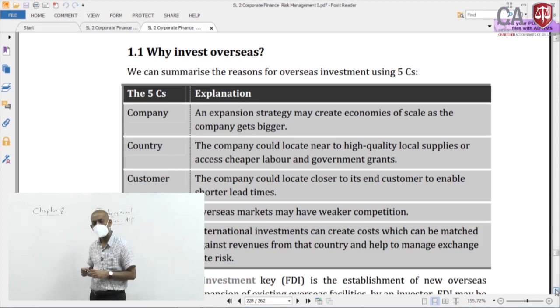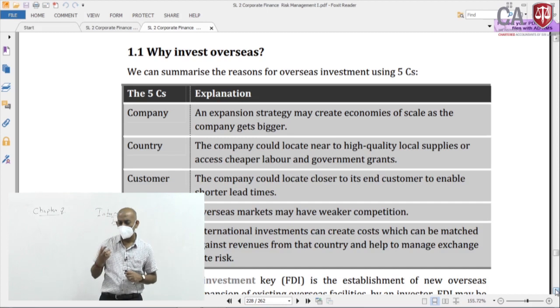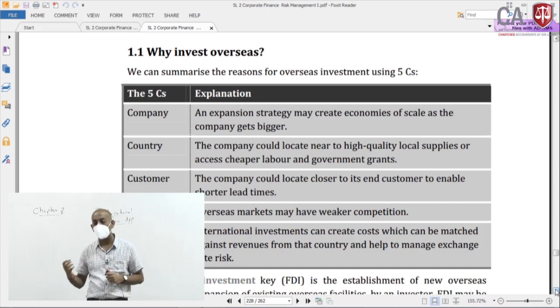And there is another reason, the currency. Currency is another reason, where the investments can be matched with the cash flow you can generate, so that your exchange rate risk can be minimized.